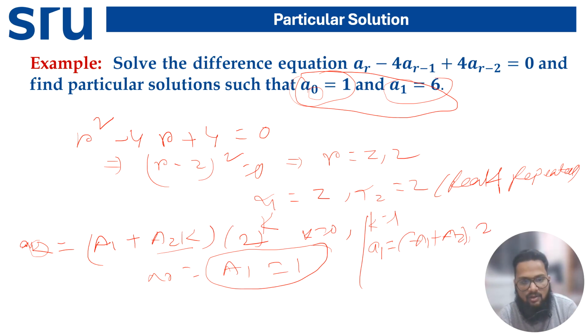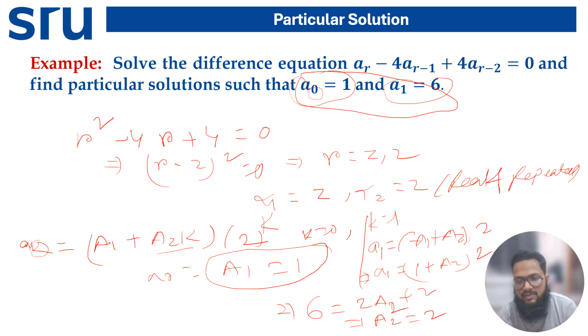The A1 value is already calculated. So small a_1 equals 1 plus A2 into 2. So if a_1 is given as 6, then 6 equals 1 plus 2 A2. So definitely A2 is 2. So we got the capital A1 and capital A2 values, just substitute here. So the particular solution you are getting is a_k equal to capital A1 is 1, plus capital A2 is 2, into k, into 2 power k. This is the solution.